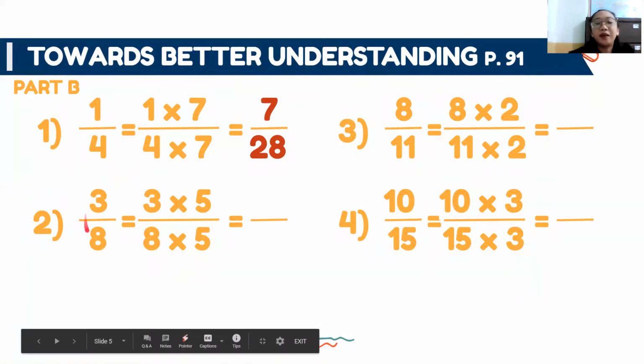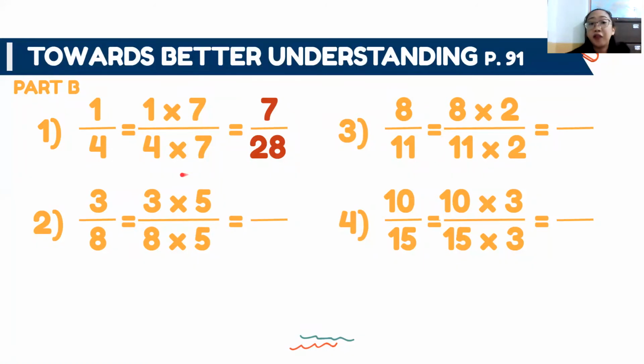Another example, we have here 3/8. If I multiply it by 5 over 5, I'll get an equivalent fraction equal to 3/8, but in a different form. So let's find that fraction. 3 times 5 is 15. 8 times 5 is, yes, 40. So 15 over 40 is an equivalent fraction to 3/8. How about 8 over 11? If we multiply it by 2 over 2, we'll get a different form of 8 over 11, an equivalent fraction.